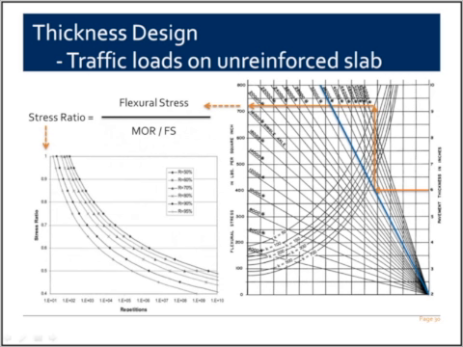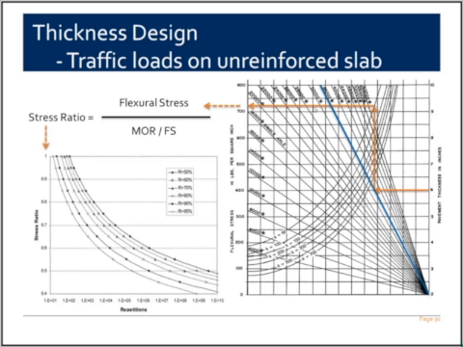There are other charts for traffic loading on unreinforced slabs. I took this from ACI 330. And in this case, what you do is you get in from the pavement thickness side. You can select the pavement thickness as a start. You find the axle load from these radiating lines. You go up and find your soil stiffness. Let's say it was 50 PCI.